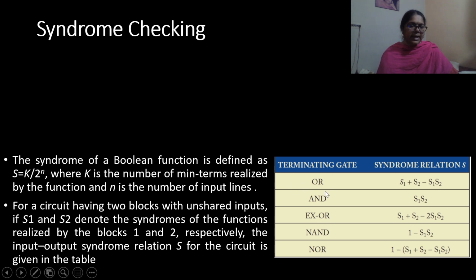If the terminating gate is an OR gate, then the syndrome relation will be S1 plus S2 minus S1 S2. Similarly, if the terminating gate is an AND gate, then S1 S2. For an XOR gate, S1 plus S2 minus 2 S1 S2. If the terminating gate is a NAND gate, then 1 minus S1 S2. If the terminating gate is a NOR gate, 1 minus (S1 plus S2 minus S1 S2).